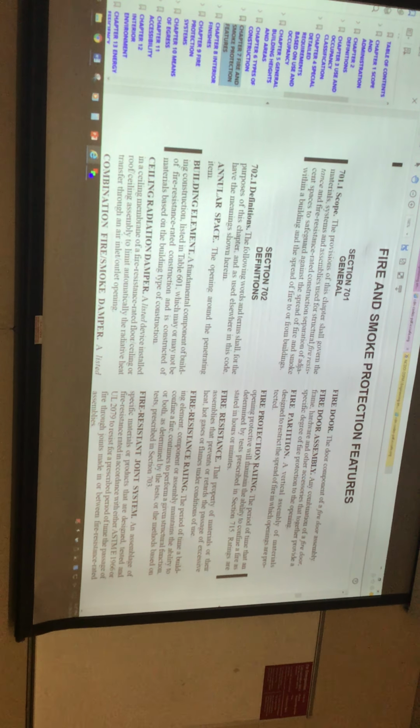Now, the way the shafts are rated, they're 1 hour if it's 3 stories or less. Anything that's 4 stories or more is rated 2 hours. It never has to go above 2 hours, even though it's in a high-rise building. It goes through 2-hour floors.